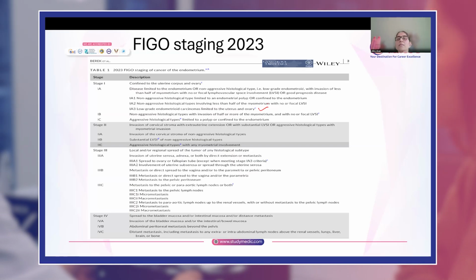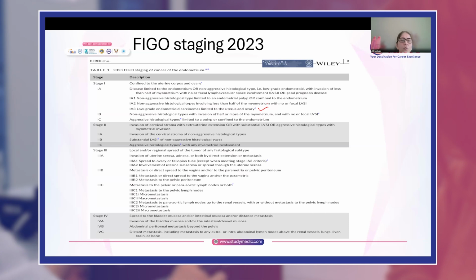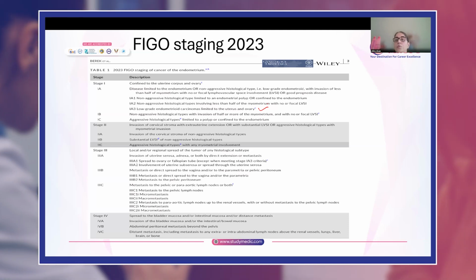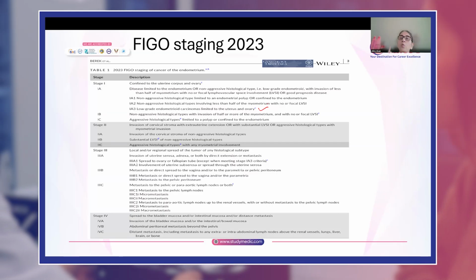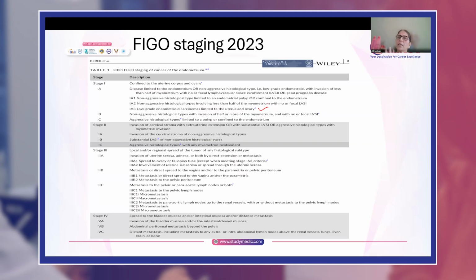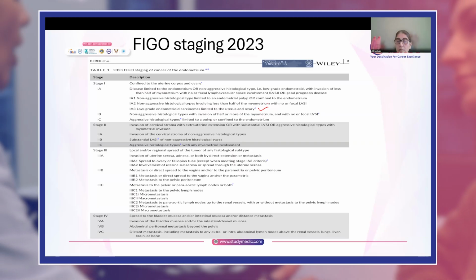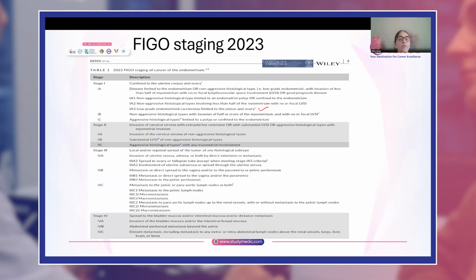Stage 4 is any disease that has spread far away. And remember, for this far away spread, any organ that is affected has to be mucosal affection, not serosal. If it is only serosal affection, it becomes stage 3 disease. Whenever the bladder mucosa is involved, or intestinal mucosa is involved, or any distant metastasis, then it becomes stage 4.